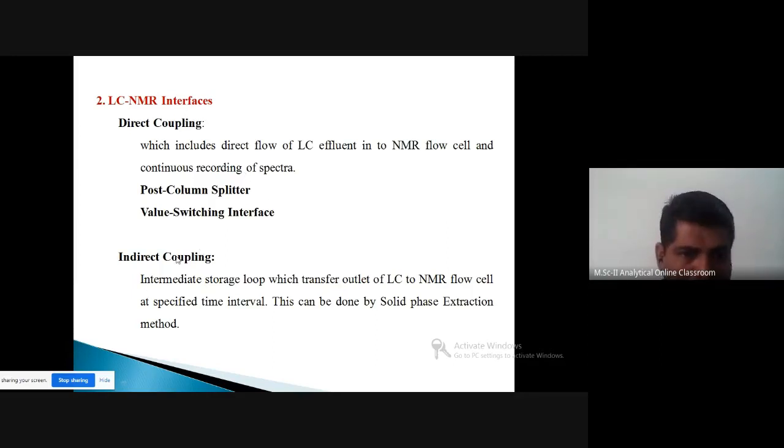So what will indirect coupling be? There will be an interface between the LC and NMR. So in indirect coupling, there is a storage loop.